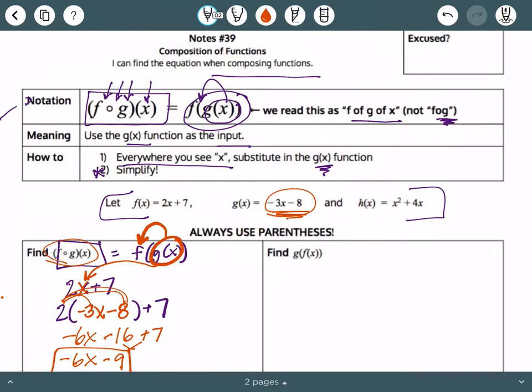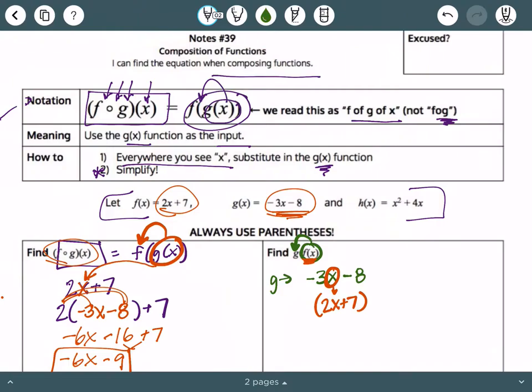Let's try this again with g of f of x. So it looks like it's a little backwards, but we're going to take the f equation. I'm going to use a different color for f. Let's say green. Take the f equation and put it in the g equation. So I'm going to write the g equation. The g equation is this, negative 3x minus 8. Instead of x, I'm going to go ahead and substitute in the f of x equation. So I'm going to take f of x, which is 2x plus 7, instead of that x.